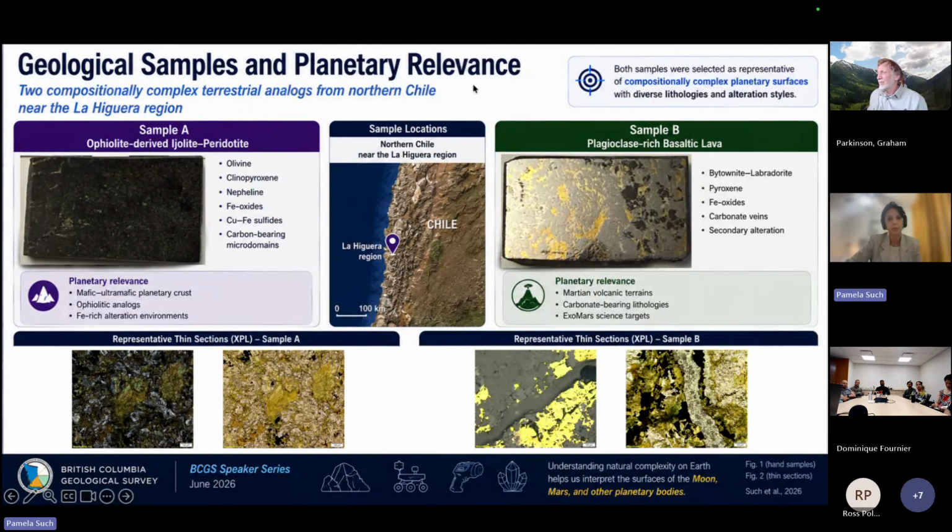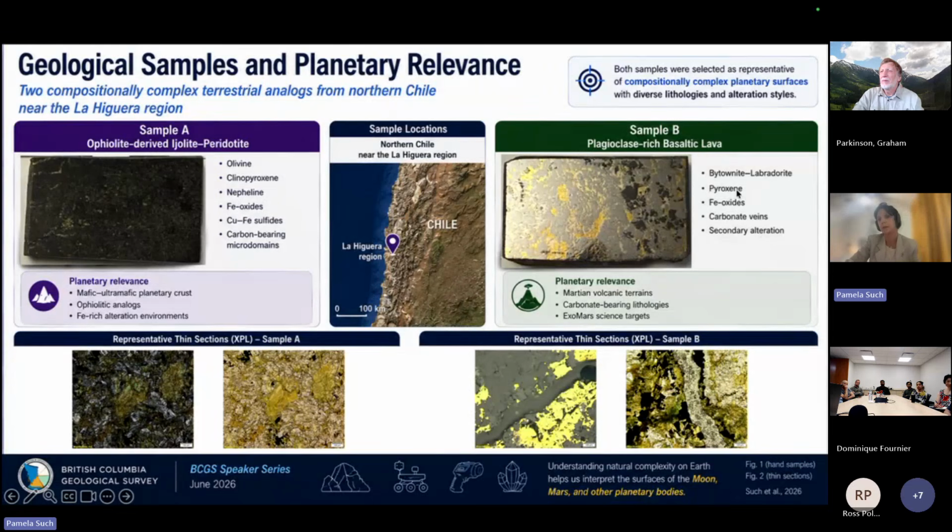Our two geological samples came from near the Liguria region, northern Chile. They are from an IOCG sequence in Chile. So we studied the petrography very carefully, and we defined that sample A was composed of olivines, clinopyroxenes, nephelines, oxide iron sulfides, carbon iron sulfides, and carbon-bearing microdomains. The planetary relevance: it is a mafic-ultramafic planetary crust, ophiolitic analogs, and corresponds to iron-rich alteration environments.